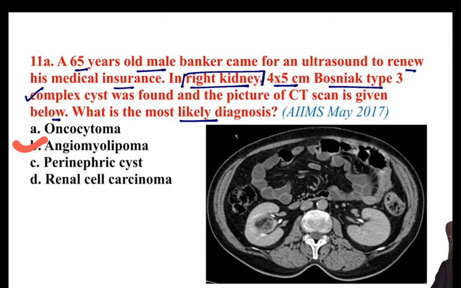Then next we have the image here, and classically it is given as a 4 into 5 centimeter Bosniak type 3 complex cyst. What is the most likely diagnosis? It is basically concerned with the kidney. See both the kidneys. In the right kidney, we have the blackish mass. What is the blackish mass? This is the angiomyolipoma. Black is due to fat, and angiomyolipoma contains fat. It gives the black appearance. This we have done also in the radiology images, similar images here.